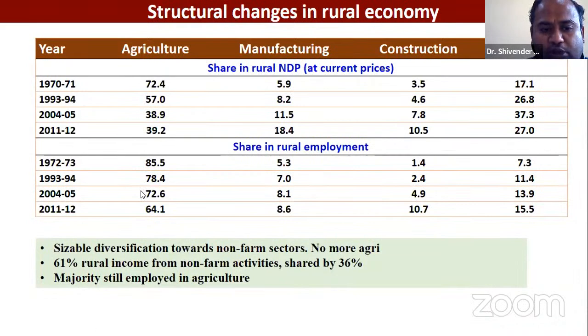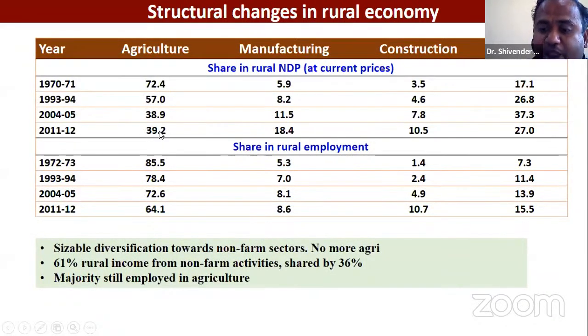Because of this differential growth among the sectors, you can clearly see how the share of agriculture in total output is declining. Let us not consider national output; let us see only the rural economy, and within the rural output, how it is distributed among the subsectors. Out of total rural output, about 72% was agriculture in the 70s, which declined to 39%.